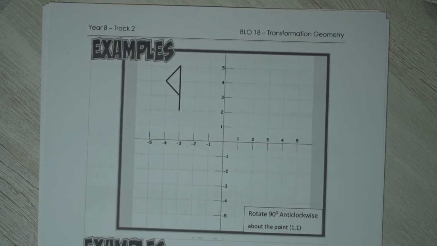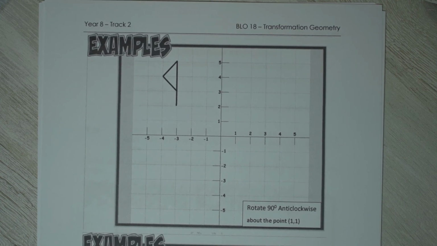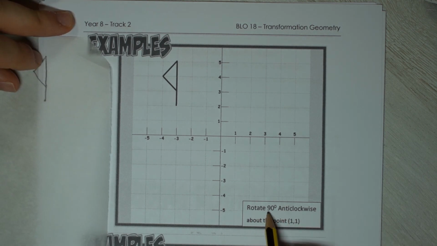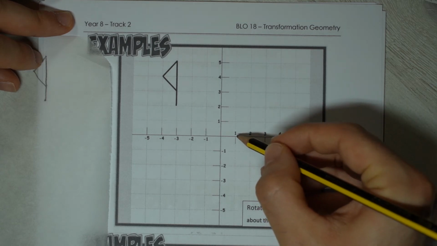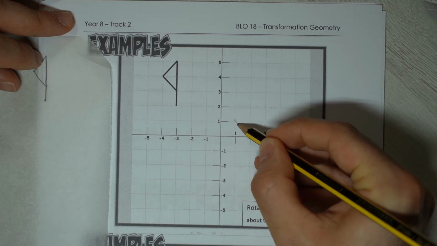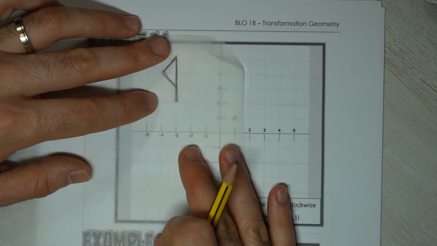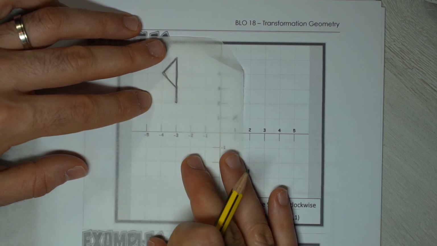Let's do this last one before we continue on how to describe a rotation. So I'm going to use this tracing paper again. Rotate 90 degrees anti-clockwise about the point 1, 1. So this time the point of rotation is 1, 1, which is over here. Okay, so we trace the shape.